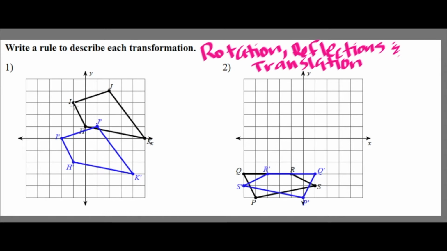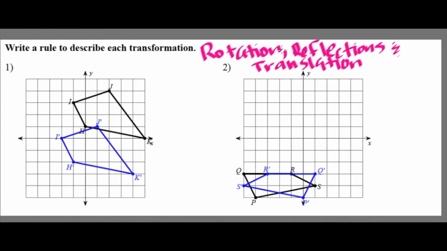I could see that if I count down 3 and then move to the left, I would have to check that for every point. Down 3, 1 to the left. For H, down 3, 1 to the left. For K, down 3, 1 to the left.